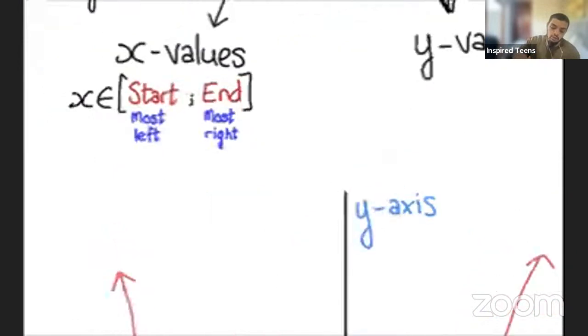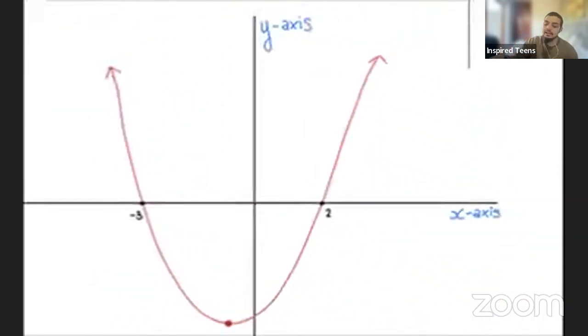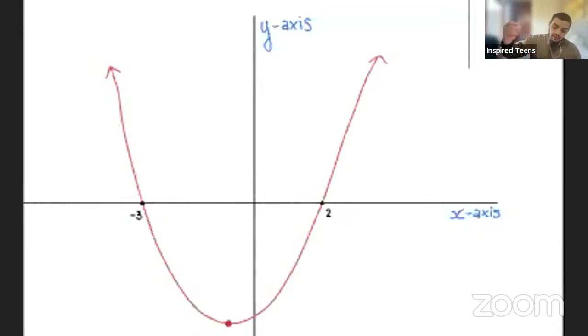Okay, so let's look at this graph and try and determine the domain of this parabola graph specifically, number one. So when we talk about domain, I'm going to give the first answer in terms of the intervals. When we discuss intervals, we need a start value and we need an end value. And when it comes to domain, start value is always the most left value, and end value is always the most right value. So let's look at the most left value on this graph.